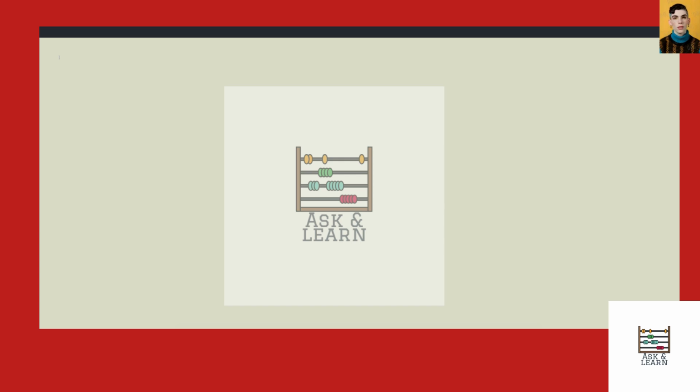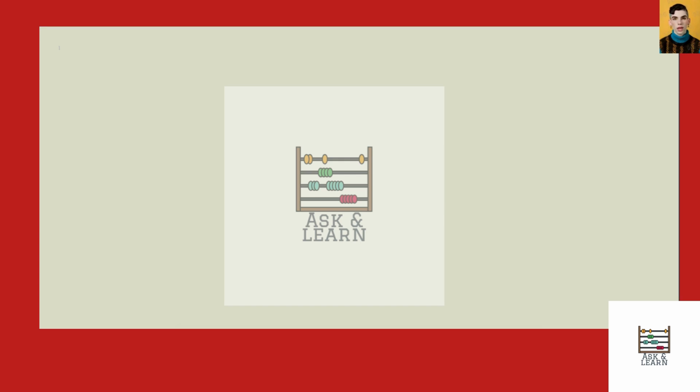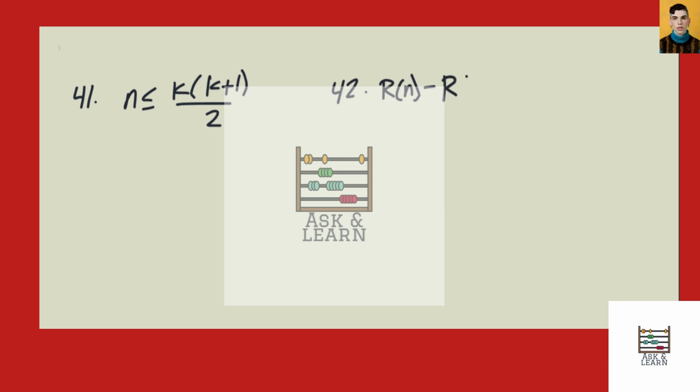Okay, so this problem relies on information from the previous two. In problem 41, we are given that we want k to be the smallest integer such that n is less than or equal to k(k+1)/2. And in problem 42, we're introduced to the telescoping nature of this formula, right? So that r(n) minus r(n-1) is equal to 2 to the power of k minus 1. So we're going to use both of these here.